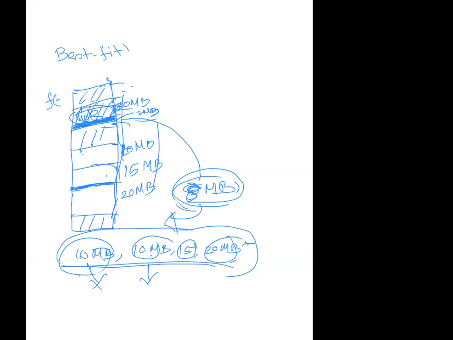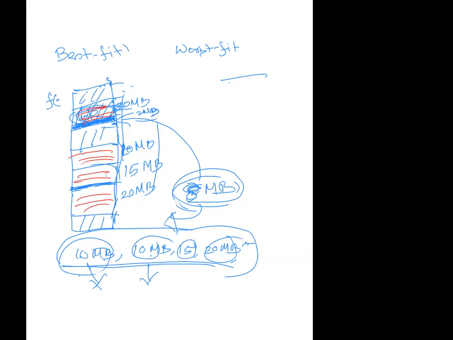And the last algorithm is the worst fit algorithm. Worst fit is actually the opposite of best fit. Let's say in this example, 10 MB is available here, here is also 10 MB available, here is 15 MB available, and here is 20 MB available.